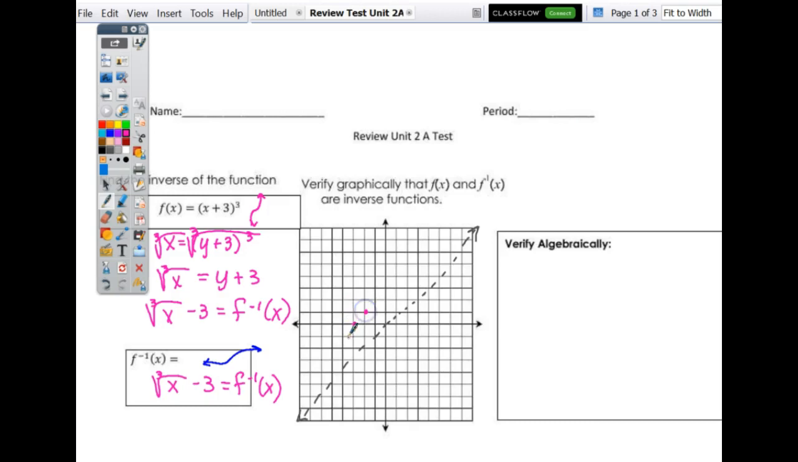And here are my points. So when I draw, there's my cubic. So when I draw the cube root, this would be the cube root. The minus 3 means I'm going to shift down 3. 1, 2, 3. So here are my points for that. And then here's my cube root.